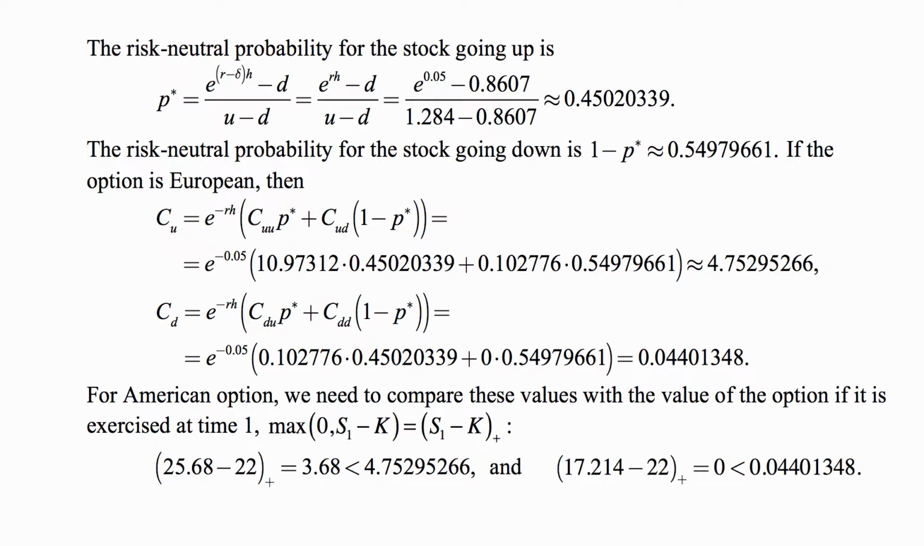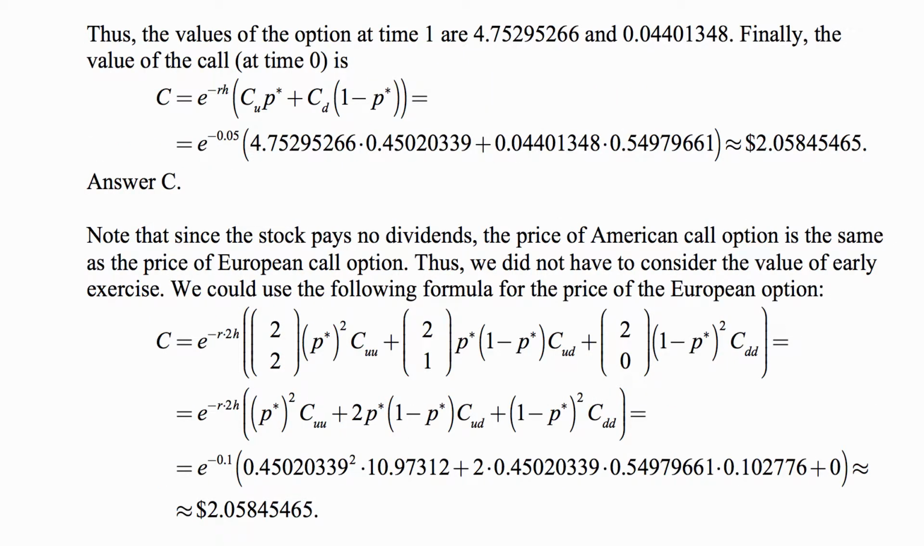For American option, we need to compare these values with the value of the option if it is exercised at time one, and we see that the payoff of exercise at time one in the up state is 25.68 minus 22. It's positive, it's 3.68, but that's less than the value based on the future payoffs, so the option will not be exercised. And then the value in the down state is zero, so obviously the option will not be exercised either. So the values of the option at time one in the up node are 4.7529566 and in the down node 0.04401348.